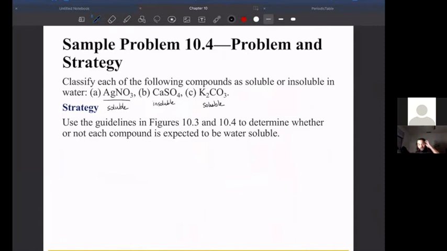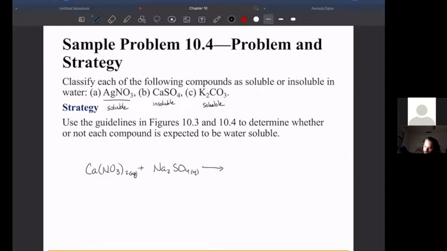All right, so why does this matter? Why do we need to do this? Because you're going to be given something like calcium nitrate plus sodium sulfate. And you're going to be asked, is there a chemical reaction that occurs?